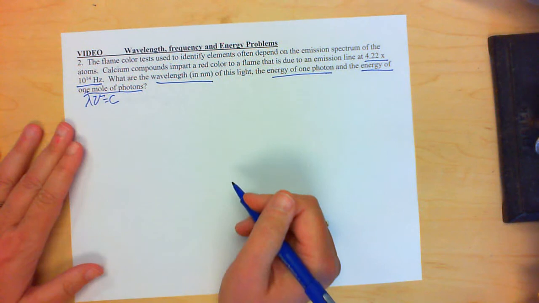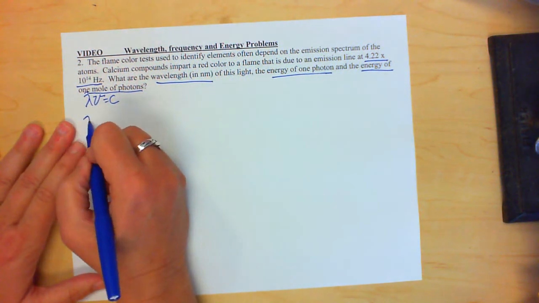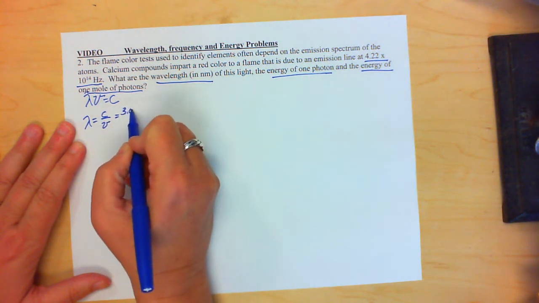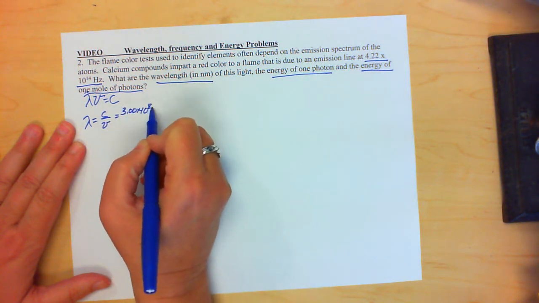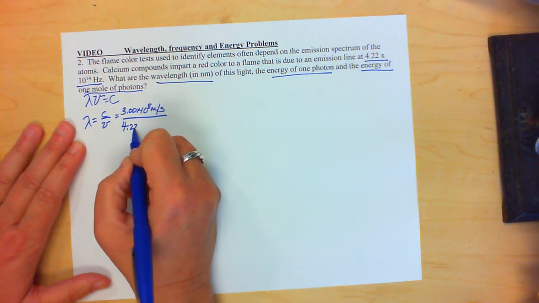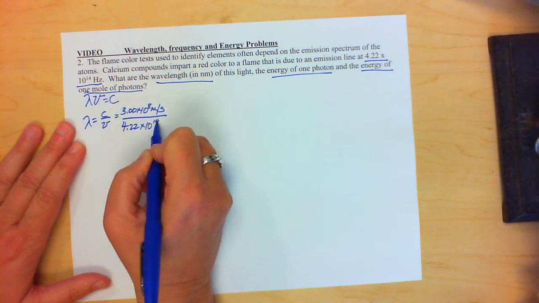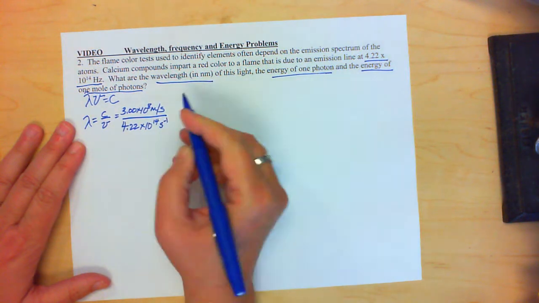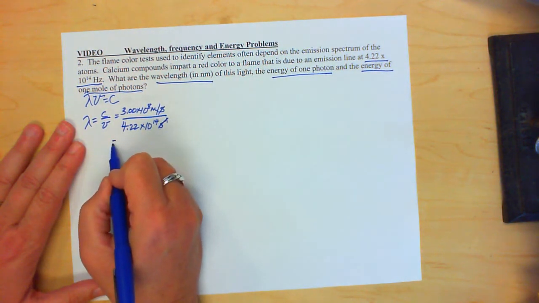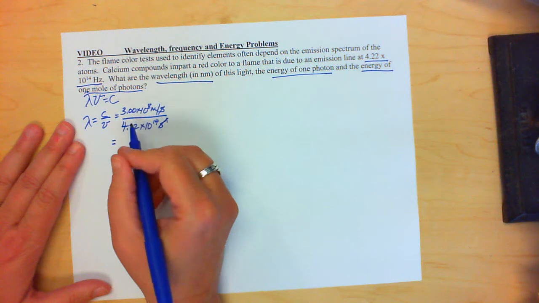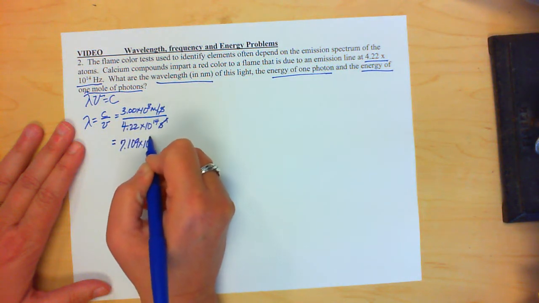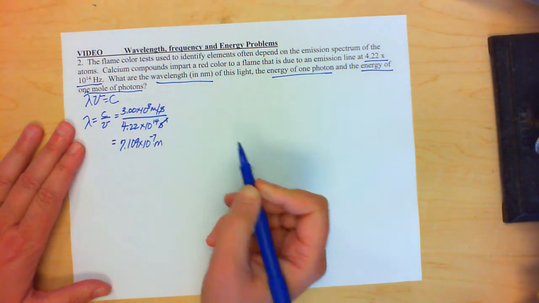I'm going to work the wavelength first, because wavelength is equal to c over nu, where c is 3.00 times 10 to the 8th meters per second. Nu is given, which is 4.22 times 10 to the 14th hertz, which is seconds to the -1. That means my seconds are going to cancel here, and I will be left with 7.109 times 10 to the -7th meters.